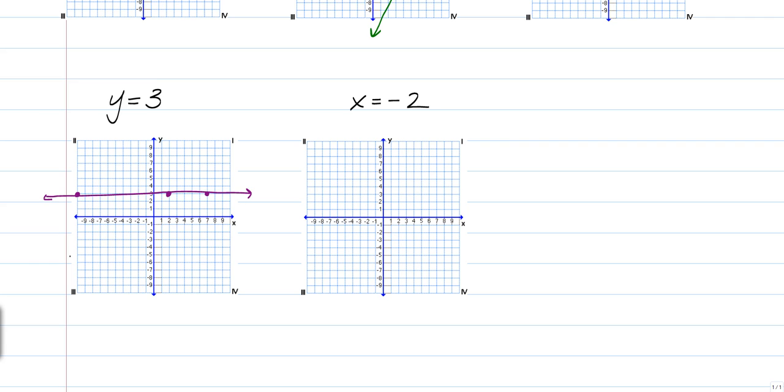So obviously, x equals negative 2 is just the opposite. All values of x have to be negative 2, so you have negative 2 comma 0, negative 2 comma 8, negative 2 comma negative 4. It doesn't matter. As long as you know that the x value is always negative 2, you're going to have a vertical line perpendicular to the x-axis. All right, that's just a reminder on how to quickly sketch a graph.